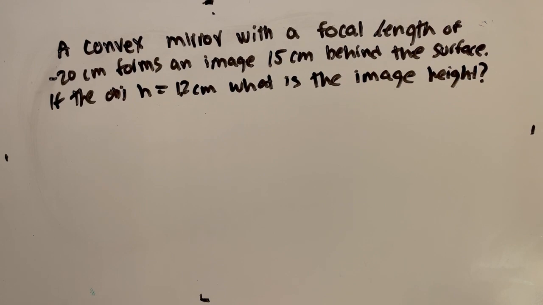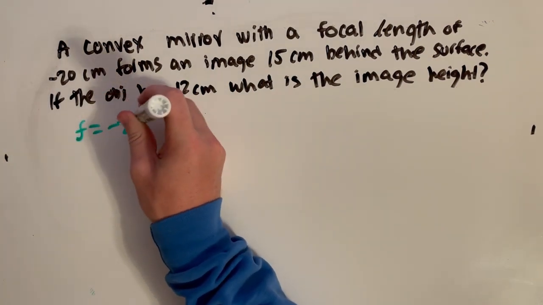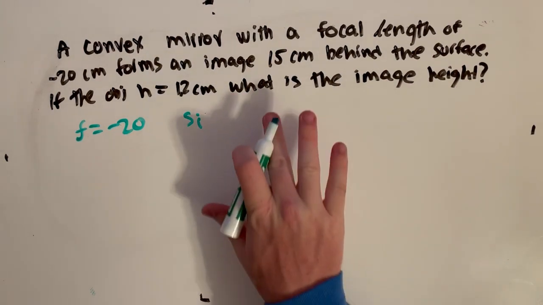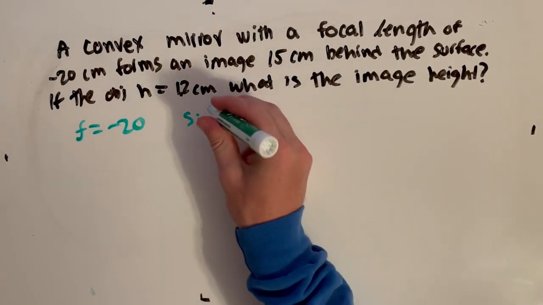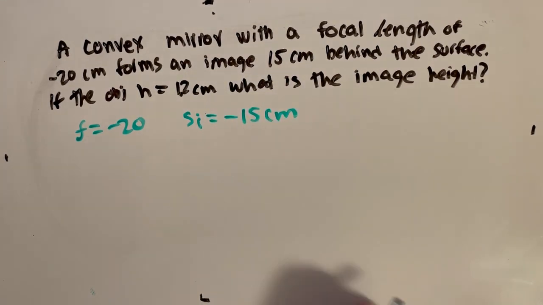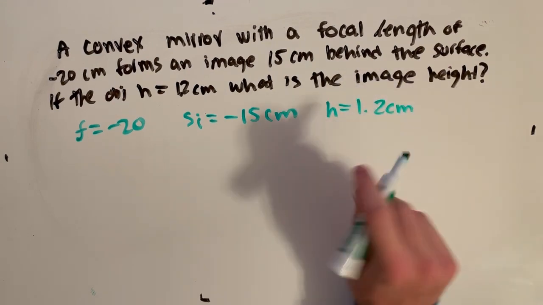So this first one is going to be a convex mirror with a focal length of negative 20 centimeters. So we're going to write that down. Our focal point is negative 20. Forms an image. So we know our image distance is 15 centimeters behind the surface. So this is going to be negative 15. If the object has a height of 1.2 centimeters, what is the image height?